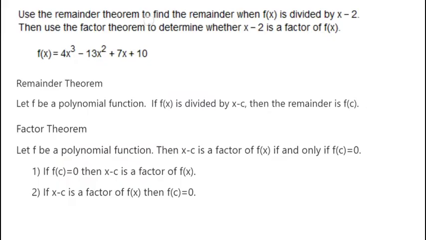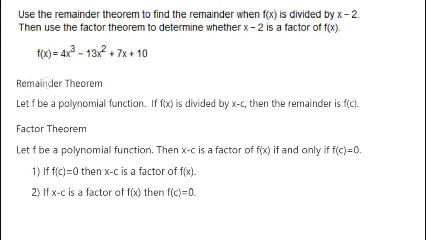Use the remainder theorem to find the remainder when f of x is divided by x minus 2. Then use the factor theorem to determine whether x minus 2 is a factor of f of x. We're working with the polynomial function f of x equals 4x cubed minus 13x squared plus 7x plus 10.